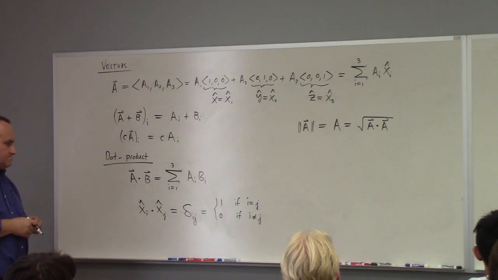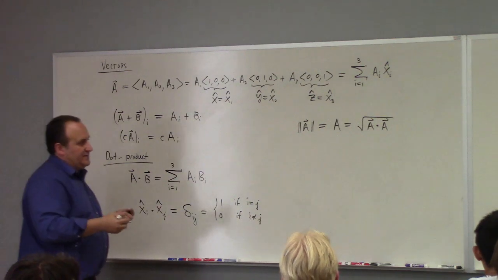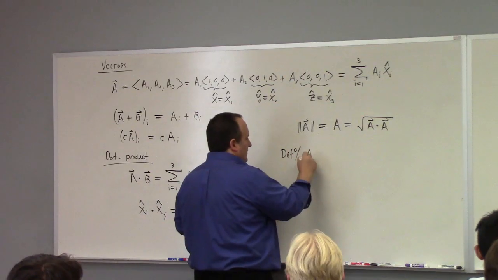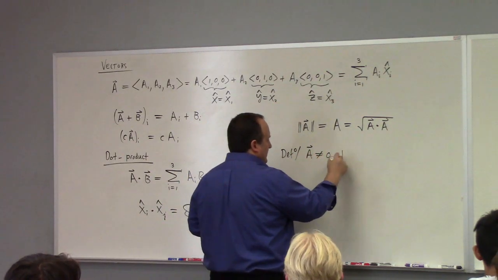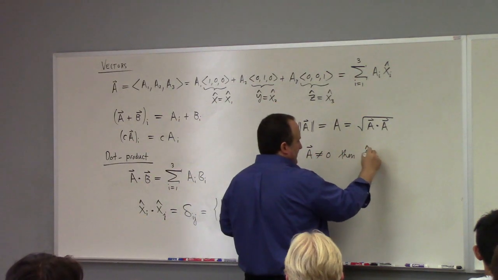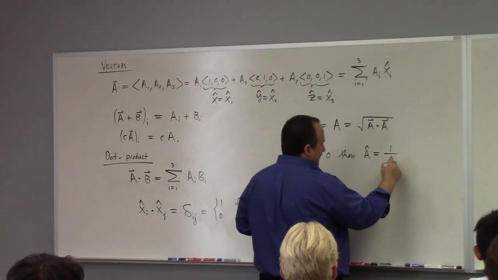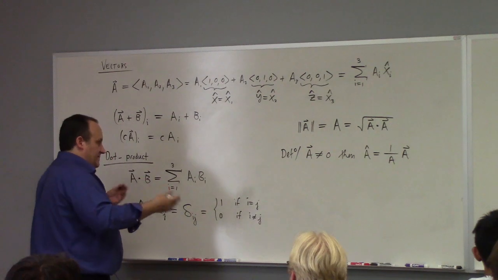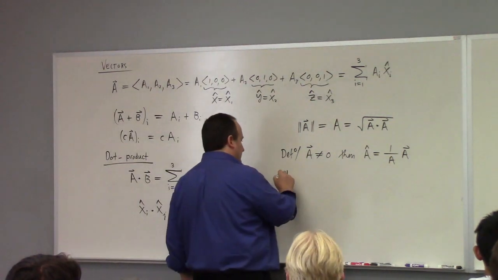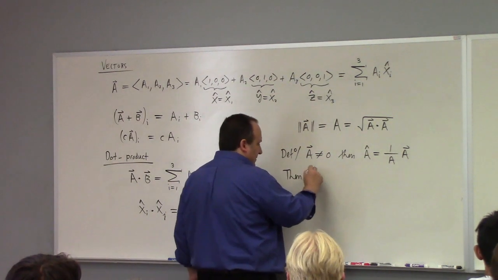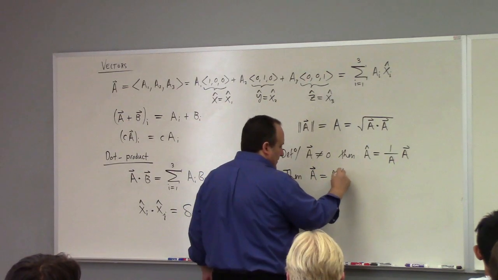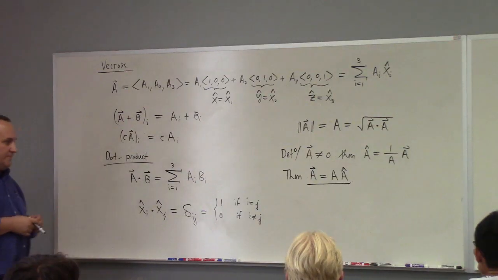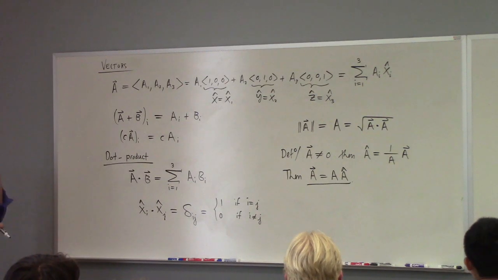And of course, for any vector A, if A is not equal to 0, then A hat is equal to 1 over A times A. This is the unit vector in the A direction. This quickly gives us that any vector can be written as a product of its magnitude and its direction. This is a very nice thing to know about. We use this all the time.